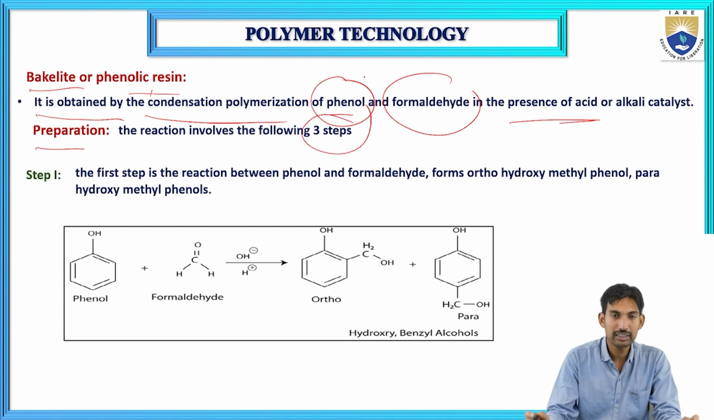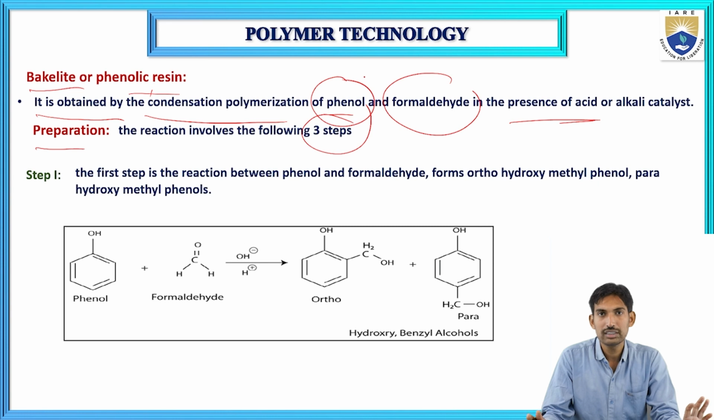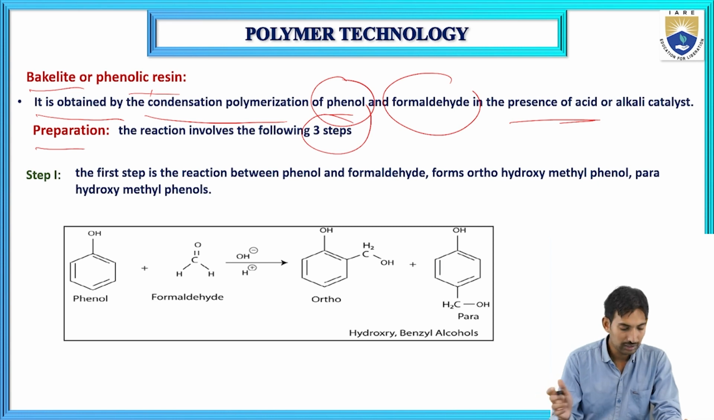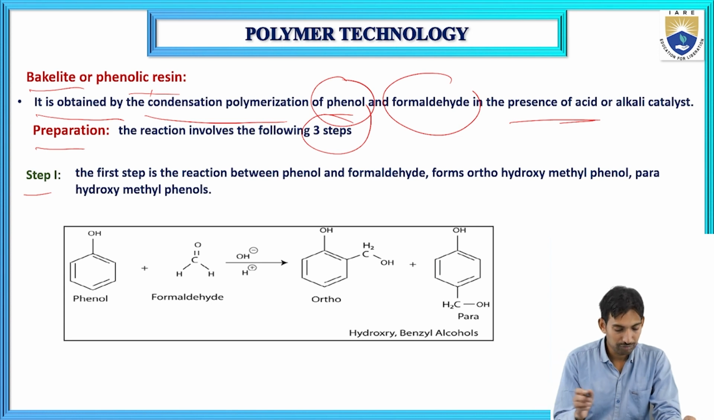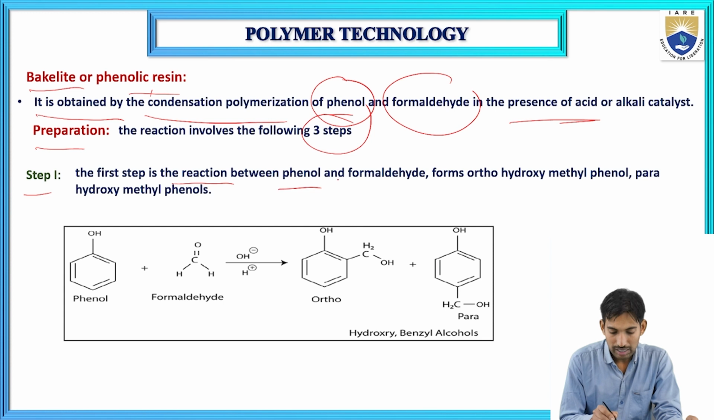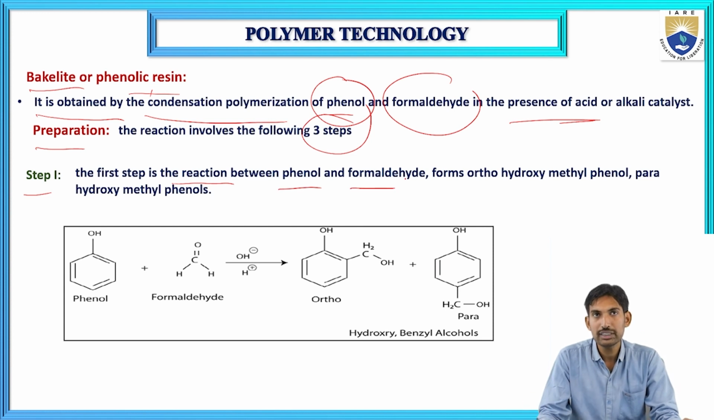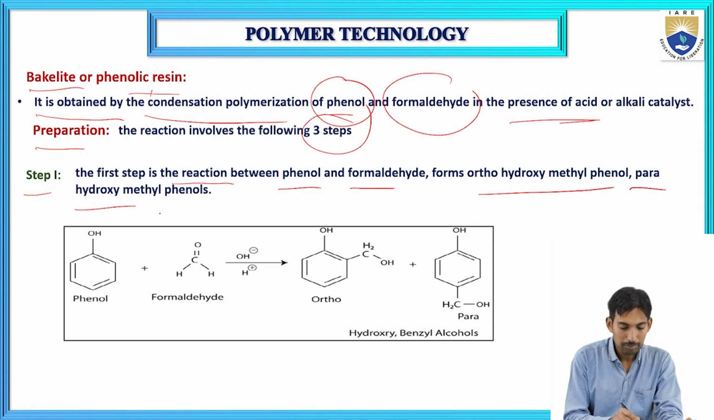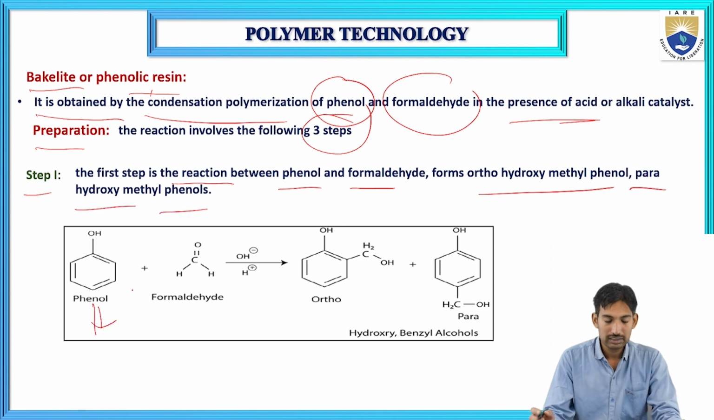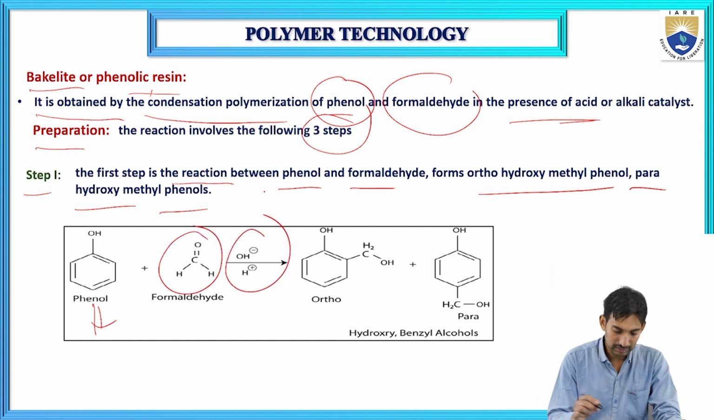The Bakelite synthesis involves 3 steps of reactions. The first step is the reaction between phenol and formaldehyde. It forms ortho-hydroxy methylphenol or para-hydroxy methylphenol. This is the phenol, reacting with formaldehyde, in acid or basic condition.